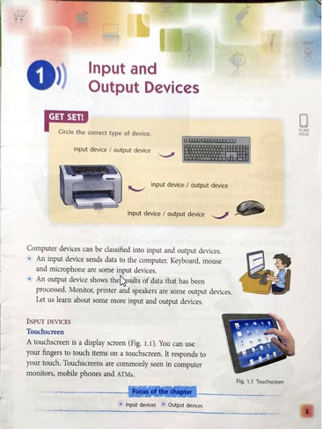Computer devices can be classified into input and output devices. An input device sends data to the computer. Keyboard, mouse and microphone are some input devices, and output devices show the results of data that has been processed. Monitor, printer and speakers are some output devices.